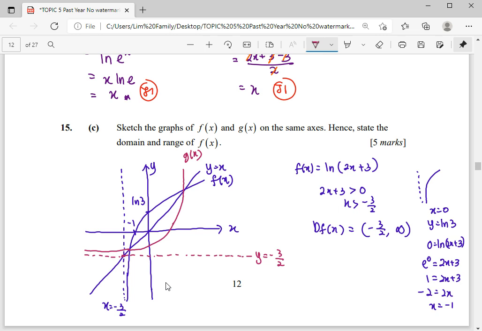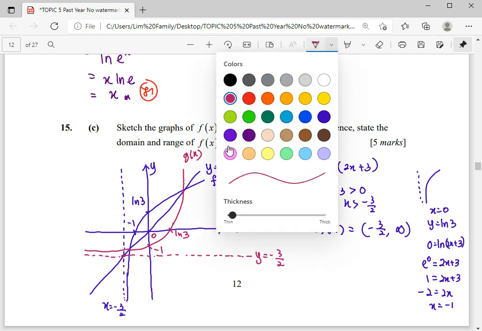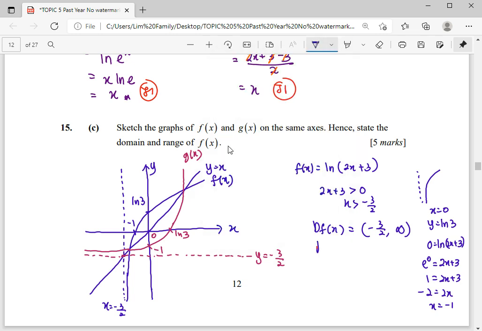So don't forget to label. Label the horizontal asymptote, the intercept here ln 3 and the intercept here negative 1, and the origin 0, 0. Okay. After we reflect, don't forget they said find the domain and range. So the range, I come back to here, the range of our function, the range for log is not a special case, so it is negative infinity to infinity.